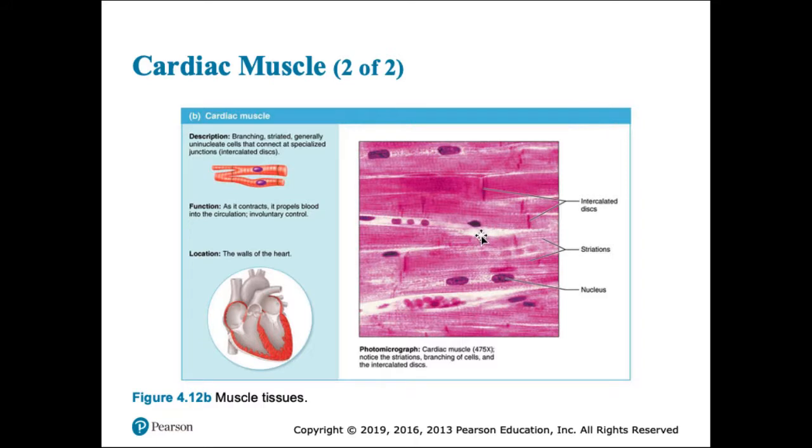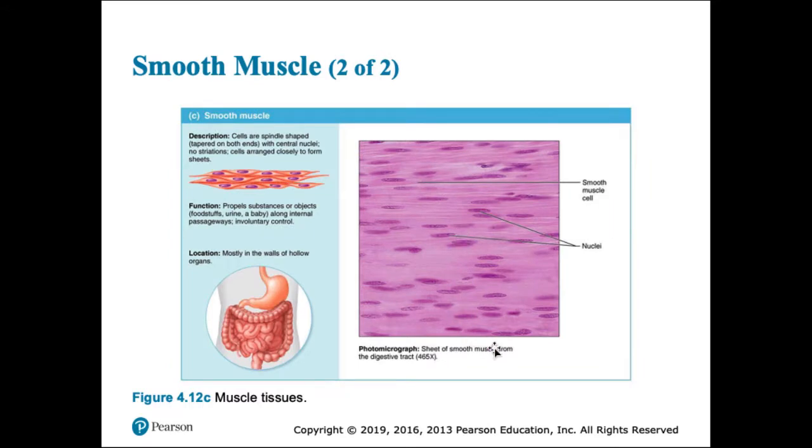The cardiac muscle, of course, as it contracts, it propels blood into circulation. This is involuntary. You're going to find this in the walls of the heart. You see some intercalated discs. You do see striations there and the nuclei, which you see under the microscope. Smooth muscle, you see, is not striated. It has some nuclei as well. You mostly find this in the walls of hollow organs, and it helps propel substances or objects like food and urine, a baby, in the passageways. This is also involuntary control.